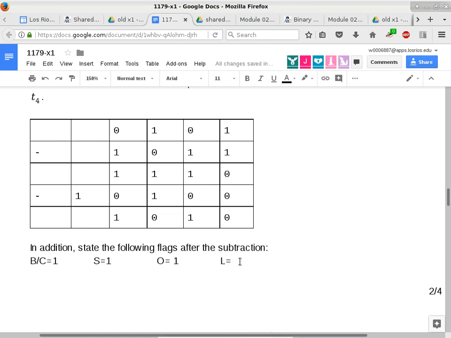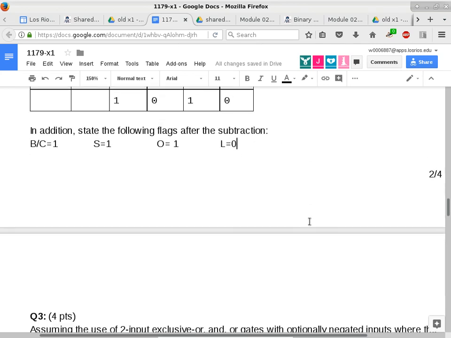So the L flag in this case is a 0, because the overflow flag says the sign flag is lying. So if the sign flag says the minuend is less than the subtrahend, but the overflow flag says no, the sign flag is lying, that means the minuend is not less than the subtrahend. And as a result, the L flag, L stands for less, is a 0. Are we still doing okay with this? Okay.